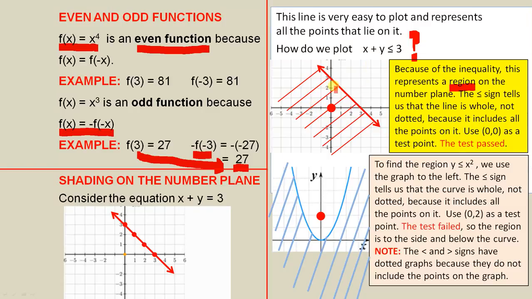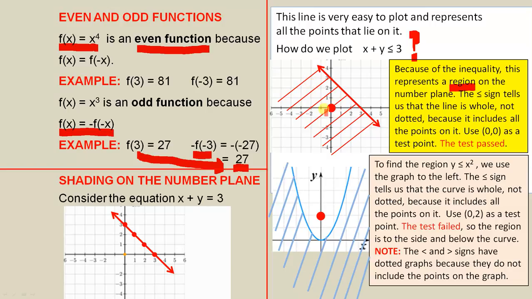Now, which side of the line do we shade? Well, it's quite straightforward because we have to use a test point. I want to use 0, 0 as a test point because it's a very easy point to use and the line doesn't run through it. So if I use 0, 0 as a test point, 0 plus 0 is less than or equal to 3. That is true. The test passed. Whenever the test passes, you shade the same side as the test point.